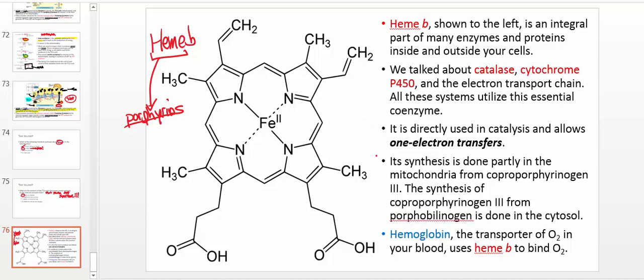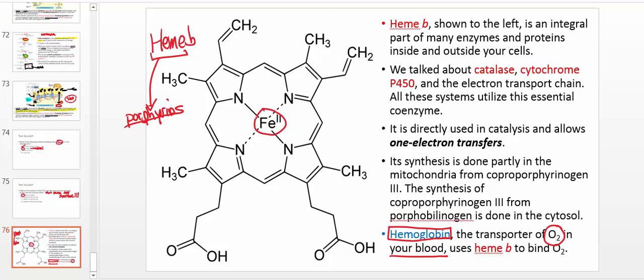For example, hemoglobin, thus the name heme, is the transporter of oxygen in your blood. Whenever you inhale, there's oxygen there, and the oxygen will cross from the air in your lungs into your blood and be picked up by this transporter of oxygen known as hemoglobin. It uses the iron in the center of the heme to bind the oxygen.